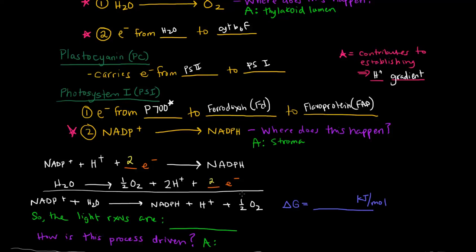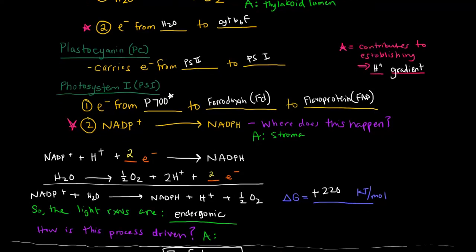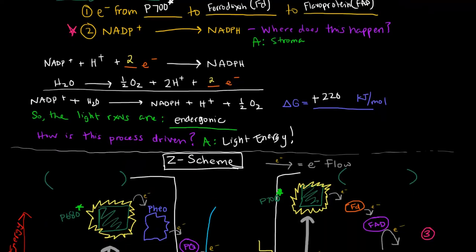So the overall process again is this. These aren't crazy details that I find too important. What I do want you to realize is that the overall process has a delta G of positive 220 kilojoules per mole, which is a huge positive number. What does that mean? That means that these light reactions are endergonic, they require energy. They are not spontaneous. How is this process driven? If it needs energy, where does that energy come from? Well, from light. Light energy drives this process. How? Let's get to the Z-scheme.